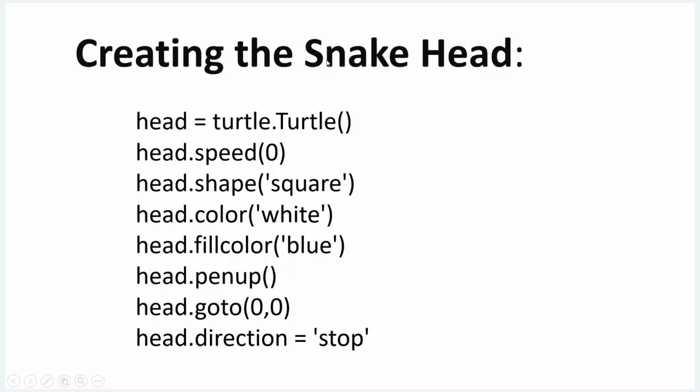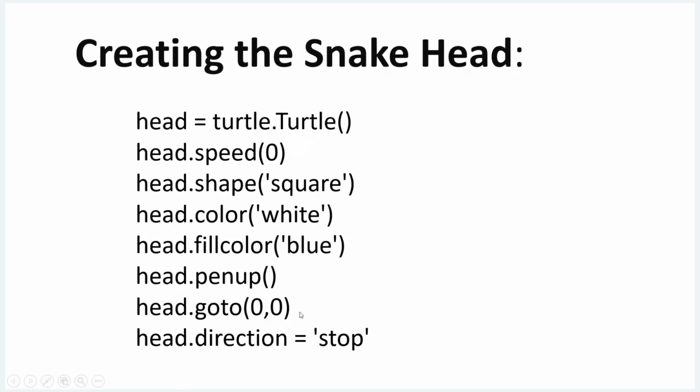Then we are going to create the snake head. After that, what would be the speed of the head? Then again shape, color, fill color, pen up and go to. Pen up means it will move, but it should not display that it is moving. This is one of the methods. And go to means exactly the direction where it has to go.